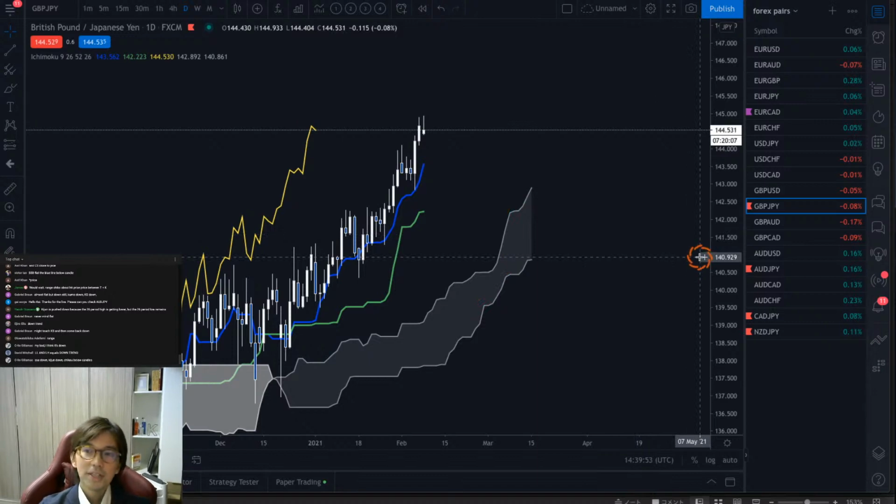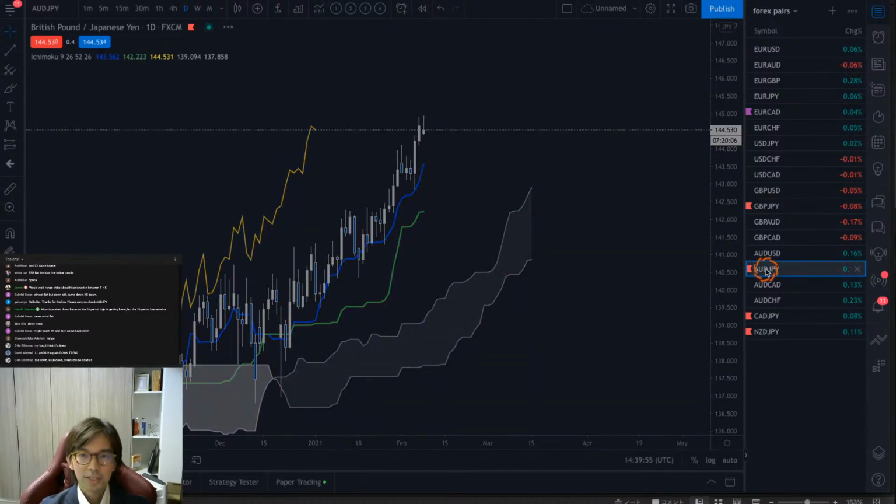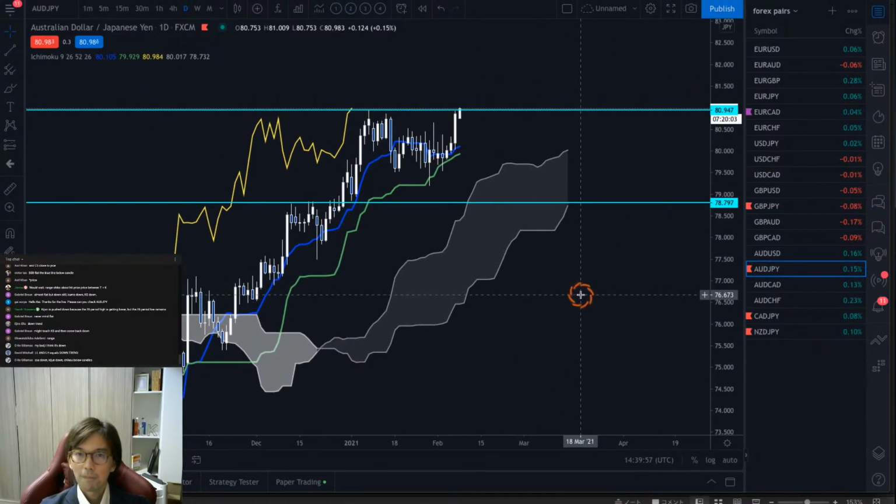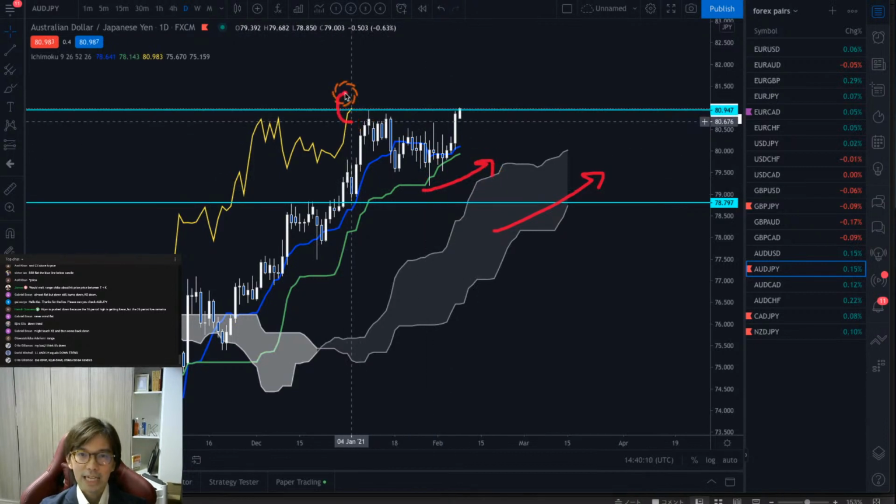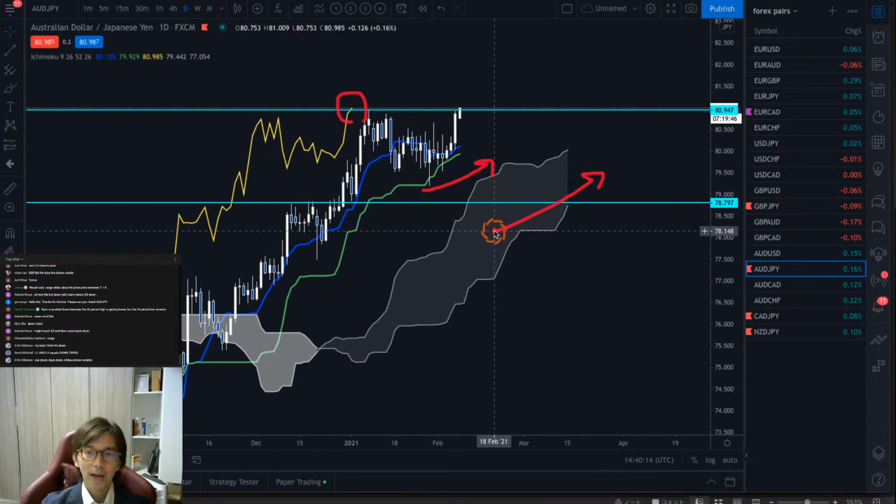And also AUD JPY is also showing a nice uptrend too. There is a breakout today, and also in the daily chart, the Kumo is moving up. Both the Kijun Sen, Tenkan Sen are moving up, and Chikou span above the candles. So on this one, I look at the lower time frames to look for the buy chance.